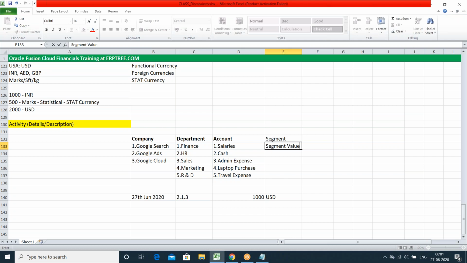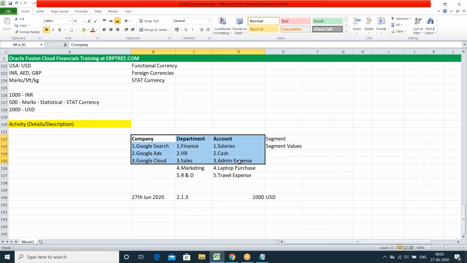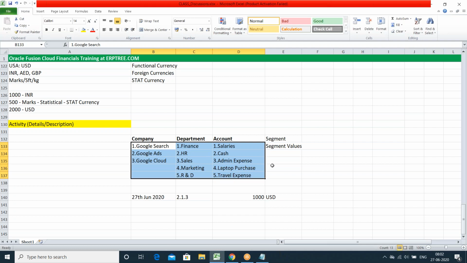Okay, segment values. This is system terminology. The simple point we are trying to discuss: these are the companies, the title is company. These are the departments, the title is department. If you are going to create the same information in the system, the titles you call segments, and the relevant information under the titles we call segment values.